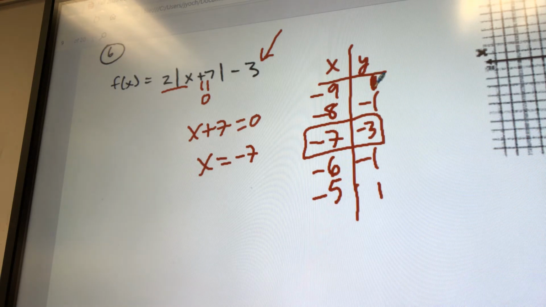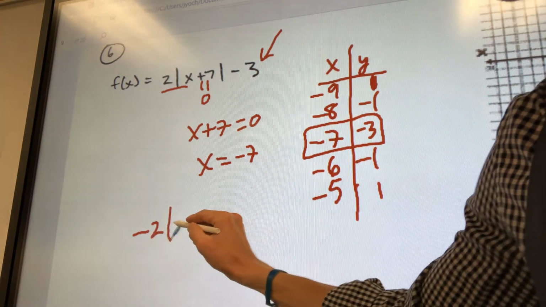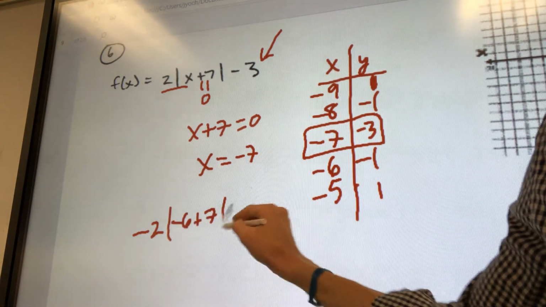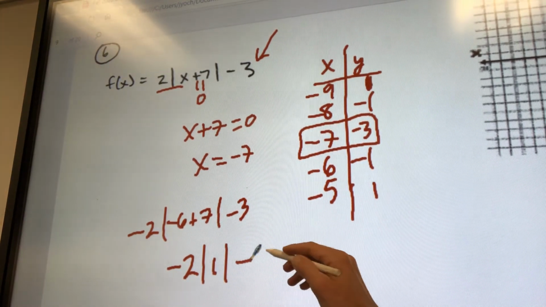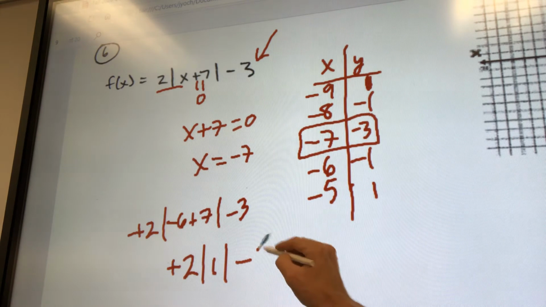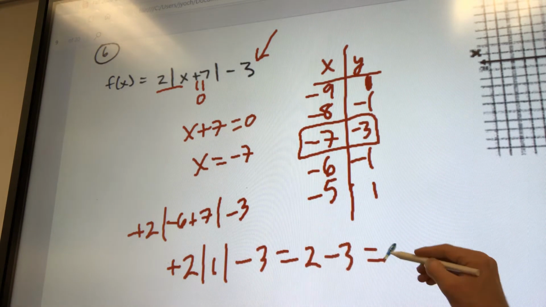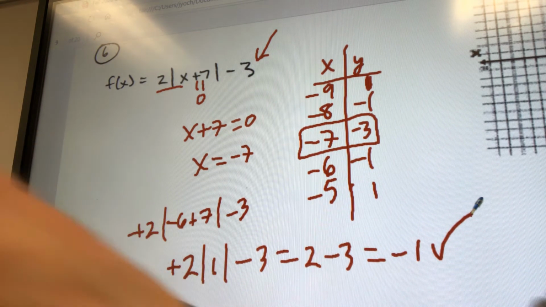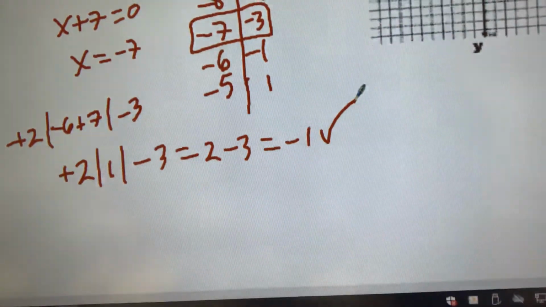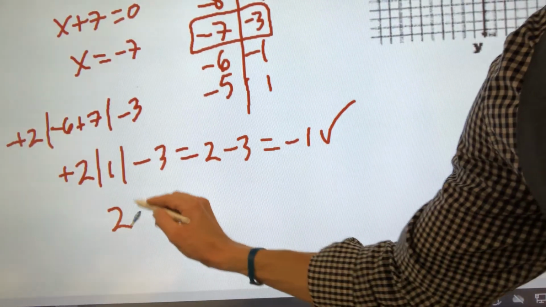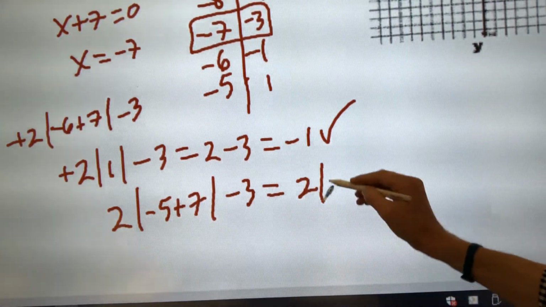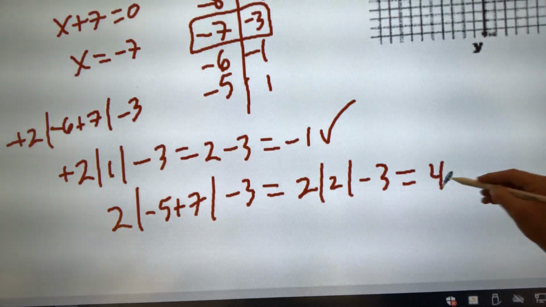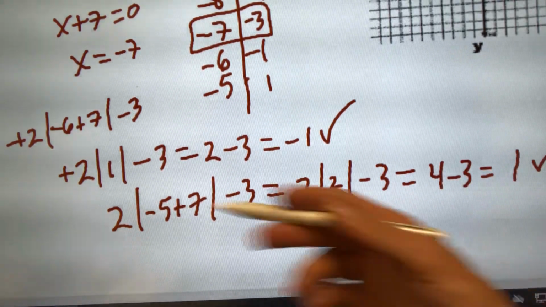So on a quiz or test, you can definitely do that on your game plan. Let's write it out. I'm sorry, it's a positive 2. It's 2 times 3, which is a negative 1. Check. All right, and then I'll plug negative 5 in for x. 4 minus 3 is 1. Check.